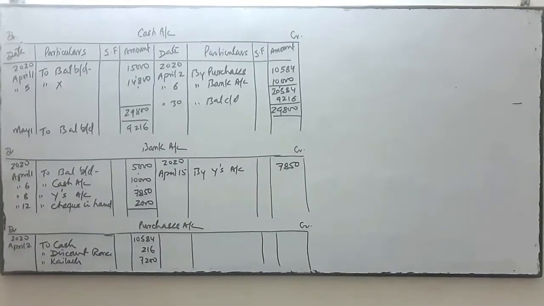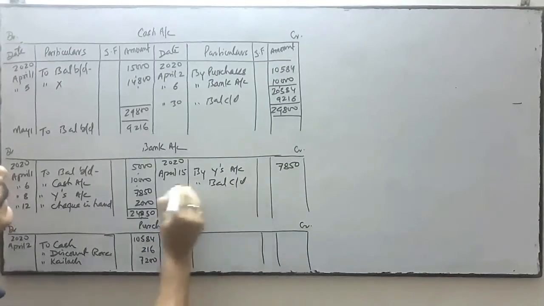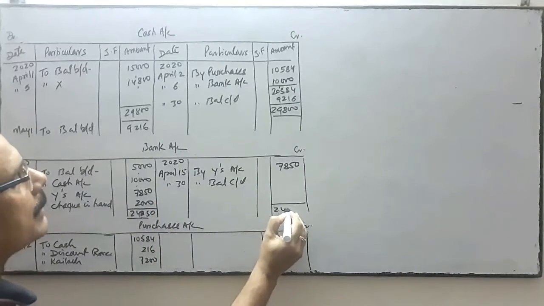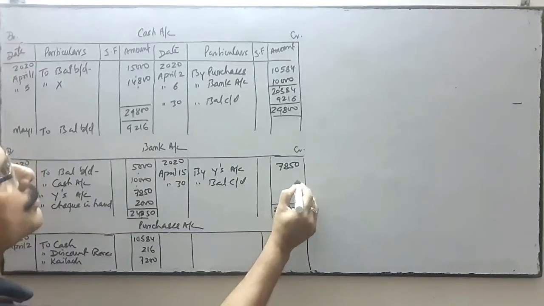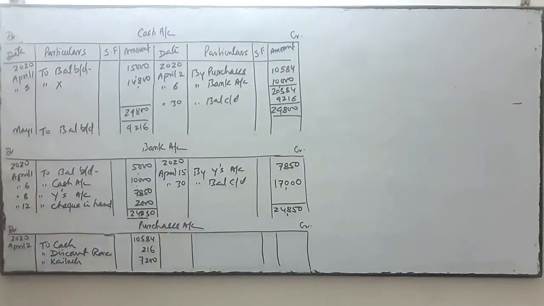Okay, so do the total of this side, 24,850. Then we find out the balance here, balance carried down on the last date of the month. 24,850. So the difference amount is 17,000. This will be brought down.